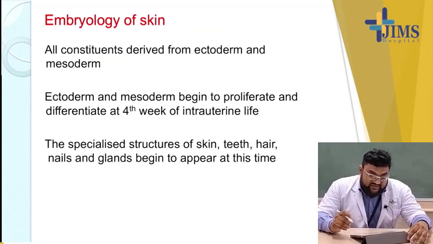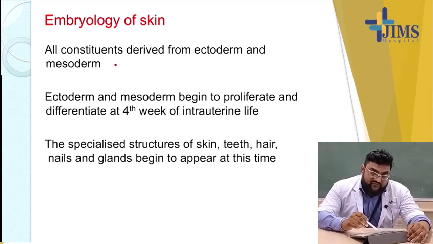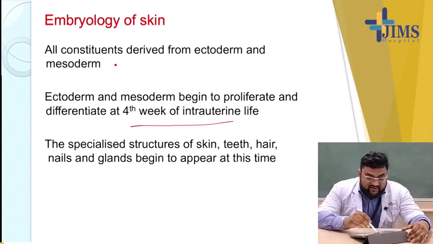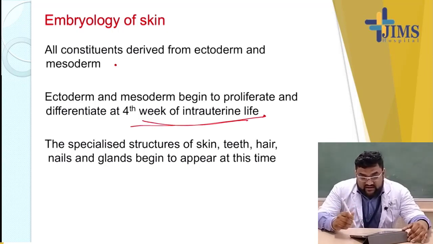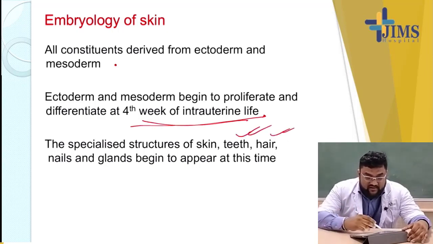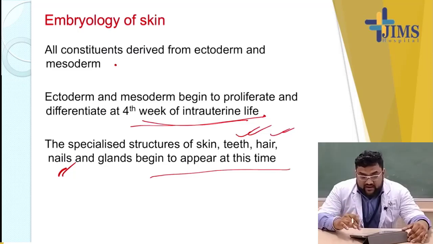What is the embryology of the skin? All constituents derive from ectoderm and mesoderm. Ectoderm and mesoderm begin to proliferate and differentiate in the 4th week of intrauterine life. The most specialized structures of the skin, the teeth, hair, nails, and the glands, begin to appear at this time.